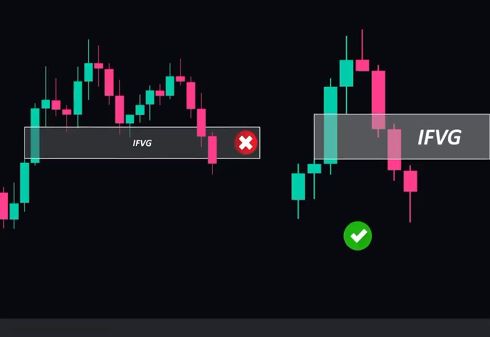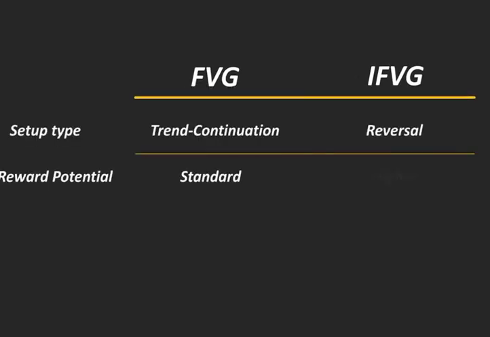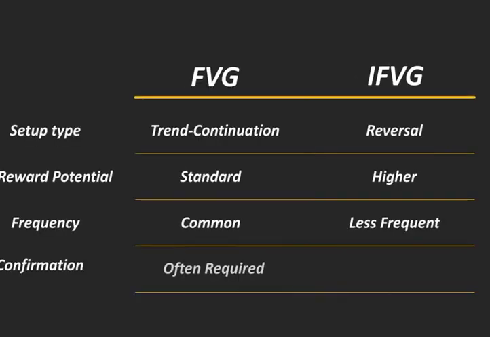Now we reach the question, fair value gap or inversion fair value gap? Which one is better? The reality is, neither is better than the other. Both can be highly profitable when used in the right conditions. They are different setups with their own strengths and limitations, as summarized in this chart. The inversion has the nature of a reversal trading setup, while the standard FVG is more of a trend continuation strategy. That's why inversion setups usually have higher risk-to-reward potential.